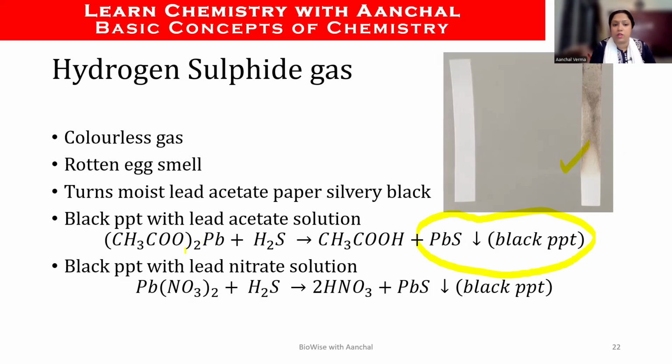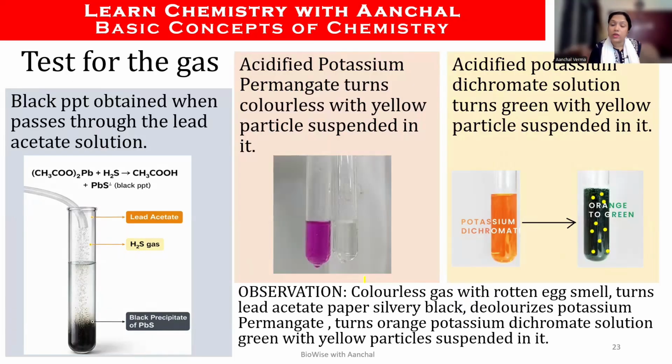You can see the reaction also. This is lead acetate. Lead acetate reacts with hydrogen sulfide to form acetic acid and lead sulfide, which is black color precipitate. Similarly, when lead nitrate solution is treated with H2S, then also you have the formation of a black precipitate along with nitric acid. Okay, so these are the two important chemical tests to confirm the presence of hydrogen sulfide.